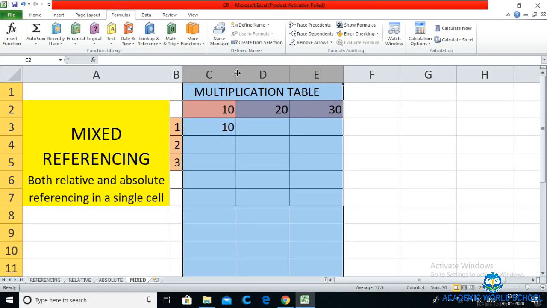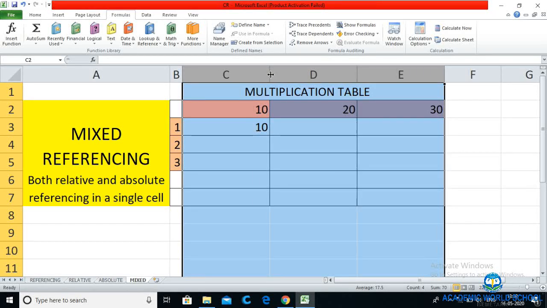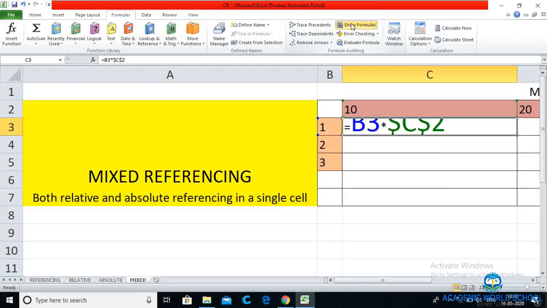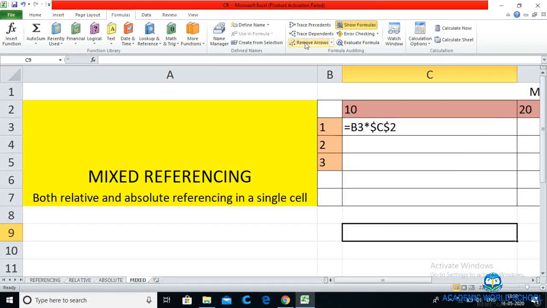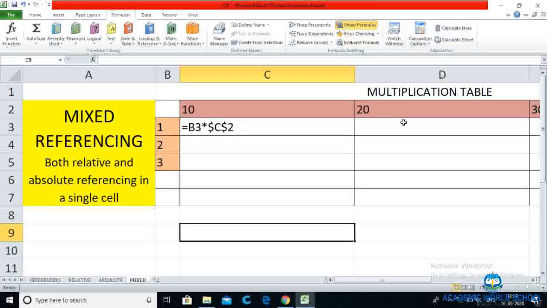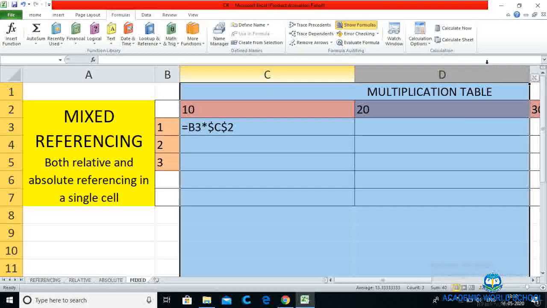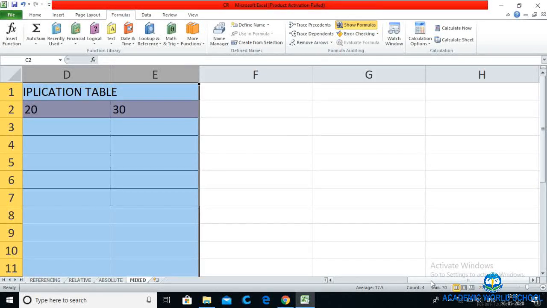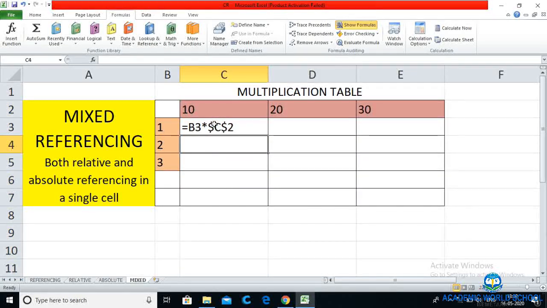Let me drag it, because you can't see the formulas in a proper way then. Let me click on this show formulas. Okay, fine. What is the formula now? It's B3 multiplied by, sorry, let me adjust it. Okay, B3 multiplied by $C$2. So this $C$2 is this one, 10. So we have fixed it.